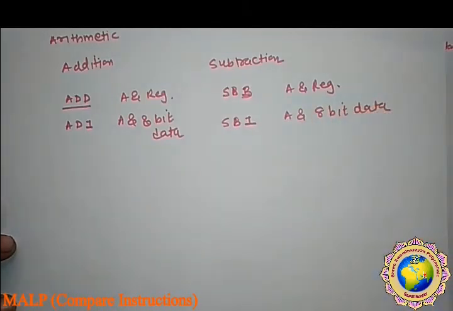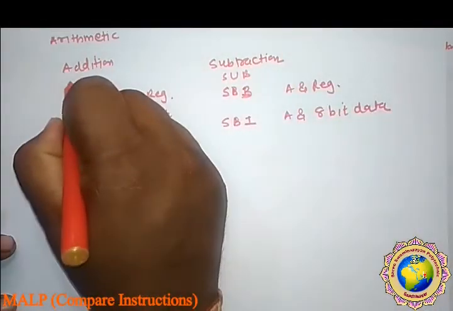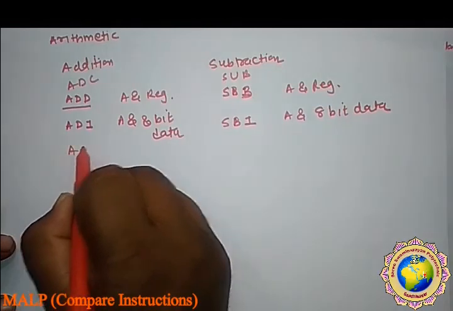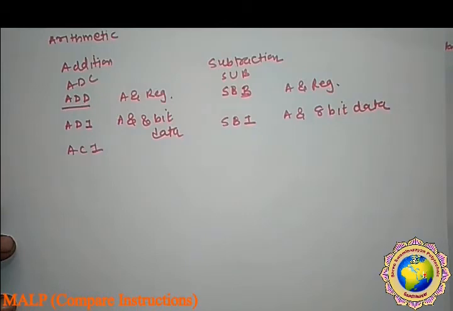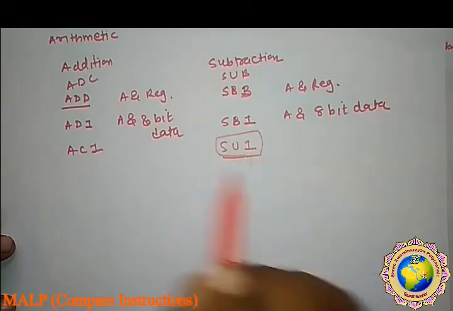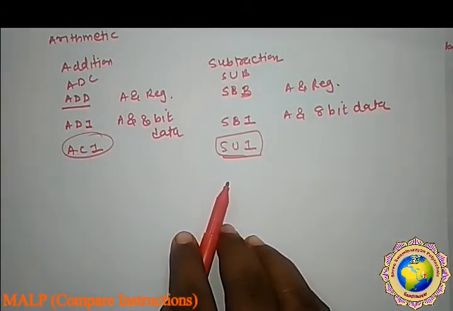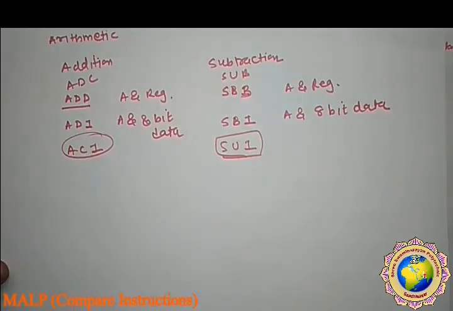Okay, so you can use these different types of instructions: SUB, SBB. Okay, you have also studied ADC and ACI, SBI, SUB, SBB, SUI. You have also studied SUI. This is for with borrow and with carry that you have studied. Okay, so these are the different types of arithmetic instructions you have studied.